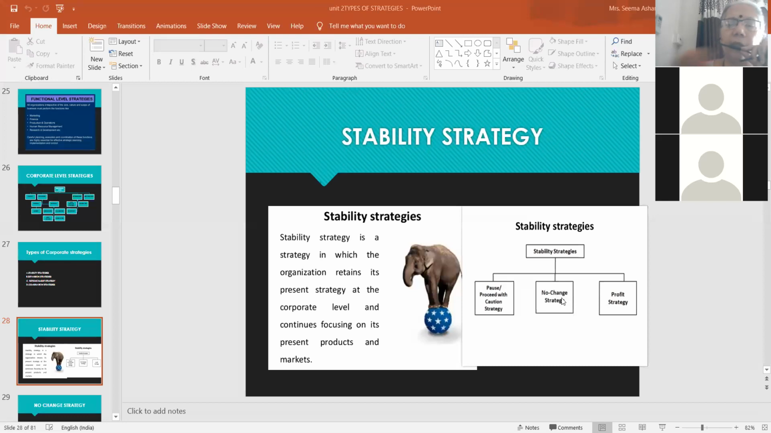No change strategy. Just now I told you, if in the organization's business environment there is no change, neither internal nor external, and they are comfortable with whatever is going on, so they will follow the same strategy. They will follow the present strategy, meaning sell the same product, to the same market, use the same technology. This is called no change strategy.